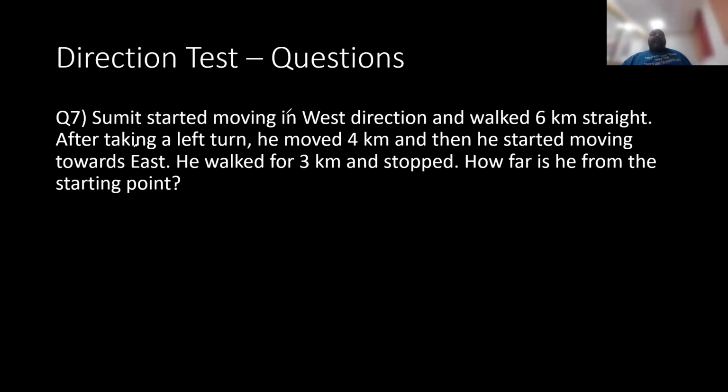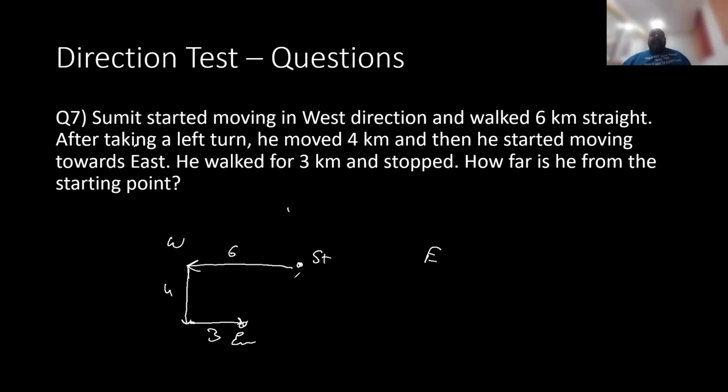So we'll just trace the path. This is his starting point. Sumit walks in the west direction for 6 kilometers, turns left. So left will be anti-clockwise. Starts going here, walks 4, and then starts moving towards east. Because this is west, this would be east. So he starts moving towards east, walks for 3. This is his ending point, this was his starting point.